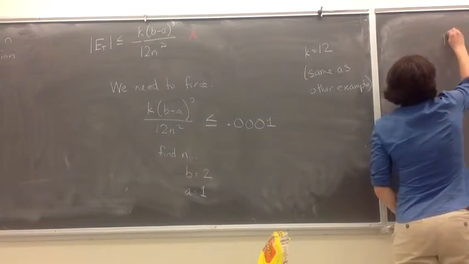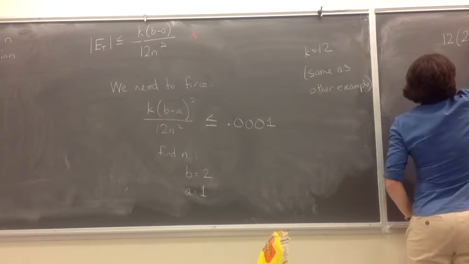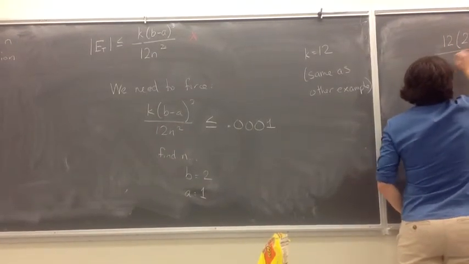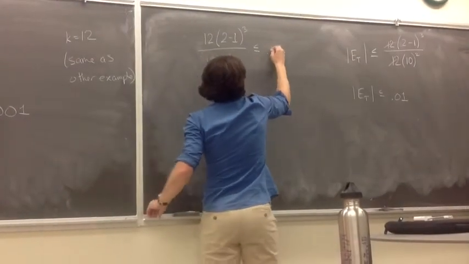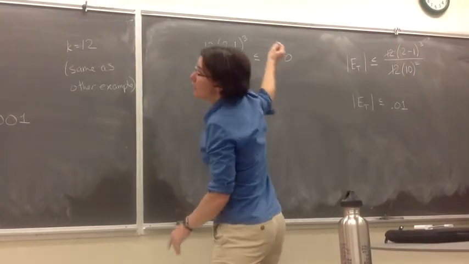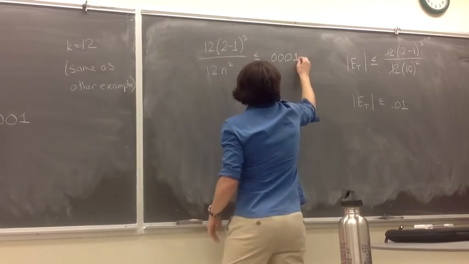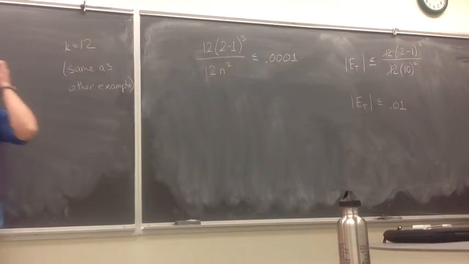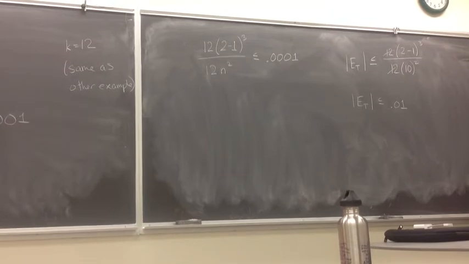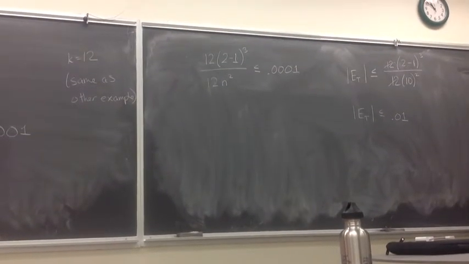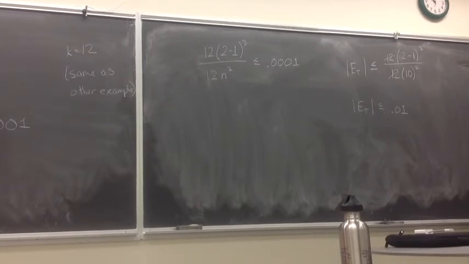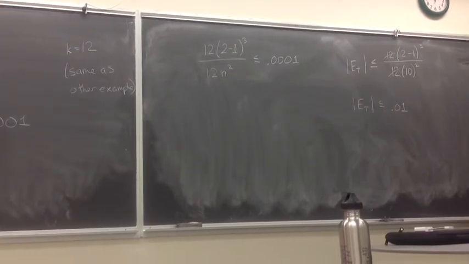And so what we have here is 12 times (2 minus 1) cubed over 12 times n squared is less than or equal to 0.0001. All right, are there any questions about setting that up? All right, so now I've got this inequality. I'm trying to solve for n.